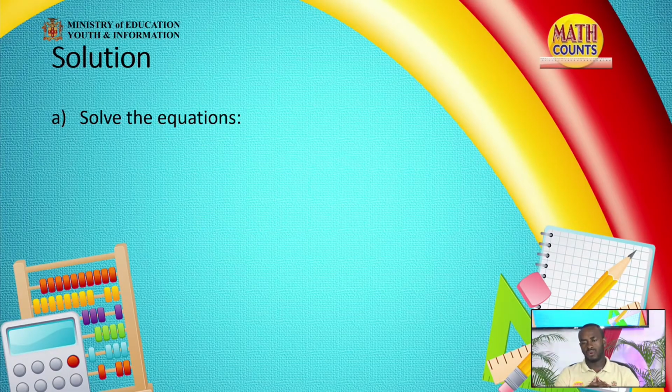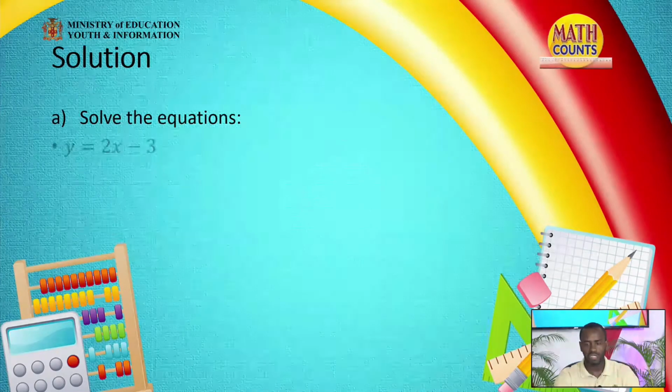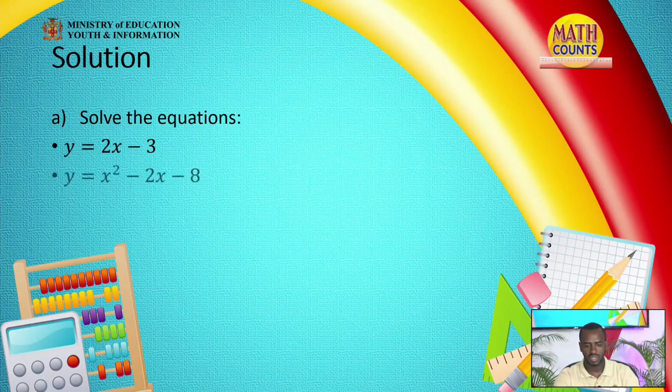Now, in order for us to solve this equation, we will equate both equations. So the first equation is y is equal to 2x minus 3. And the second equation for the curve is y is equal to x squared minus 2x minus 8. How do you go about finding this?